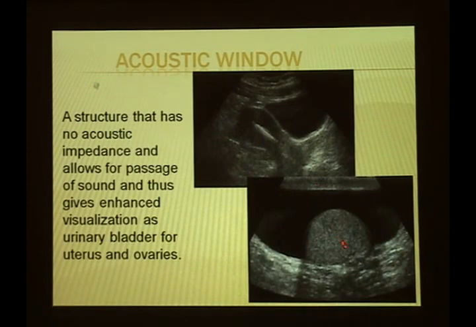This is a scrotal ultrasound. This is the testis, and we can see that the testis is surrounded by an anechoic black area, and this is a patient with hydrocele, and this hydrocele fluid helps us to look at the morphology of the testis in a better way by providing us with the acoustic window.